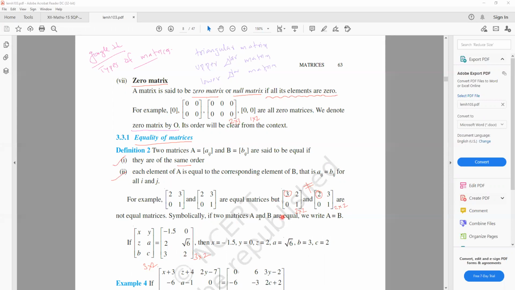ओके, सो सिंबॉलिकली इफ टू मैट्रिसेस आर इक्वल वी राइट A इज इक्वल टू B, ऐसे लिख सकते हैं. Okay, so equality of matrices, two matrices are equal only when they are of the same order. Second, each element of the first matrix is equal to the corresponding element of the second matrix. That's the concept of equality of matrices.